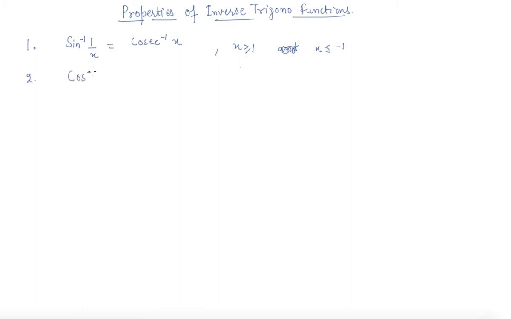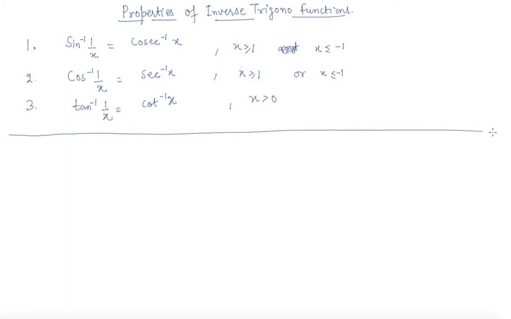similar to sine inverse 1 by x, it is cos inverse 1 by x is equal to secant inverse x, and the condition is the same. x should be either greater than 1 or it should be either less than minus 1. And the same formula again for tan inverse 1 by x is cot inverse x, and the condition is x should be greater than 0. So all these formulas are of the same type.